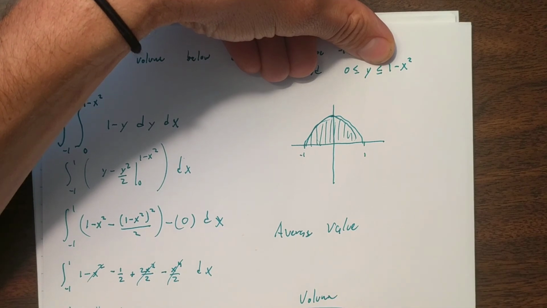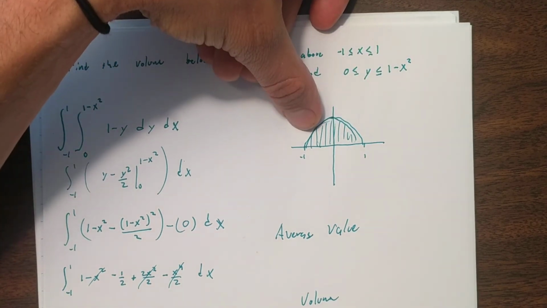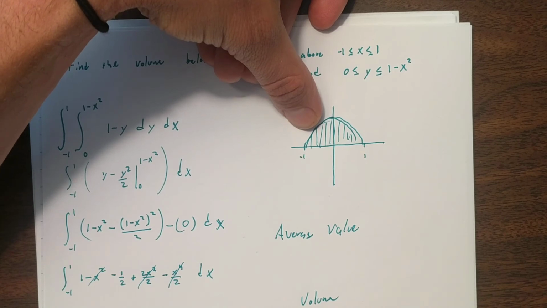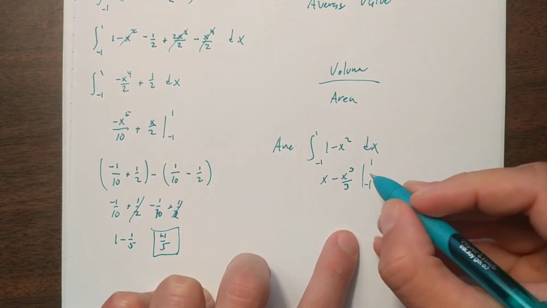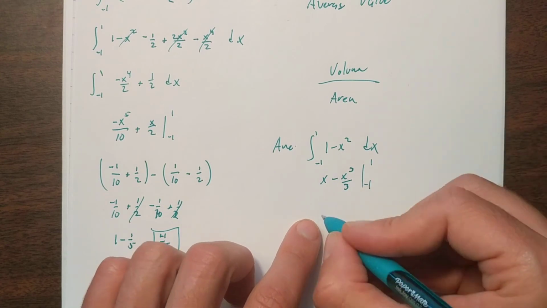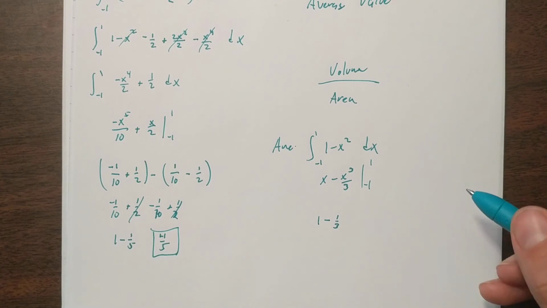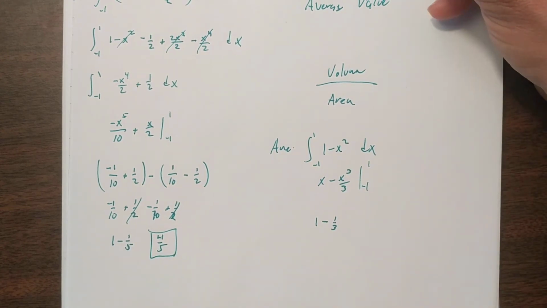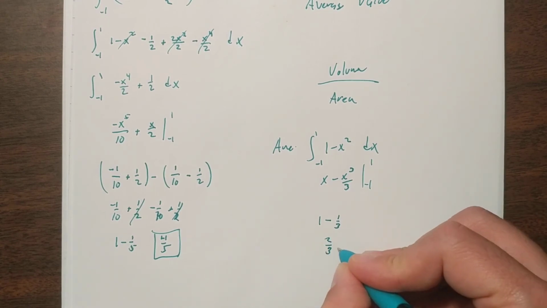The area here is going to be the integral of 1 minus x squared, and we would just go from negative 1 to 1 dx. So x minus x cubed over 3, right? From negative 1 to 1, plugging in the 1 gives me 1 minus 1/3. Then I would plug in the negatives, but notice really I'm just going to get double. So in fact, it's just going to be 2/3 doubled, which ends up being 4/3.